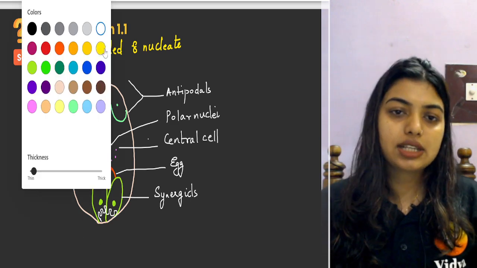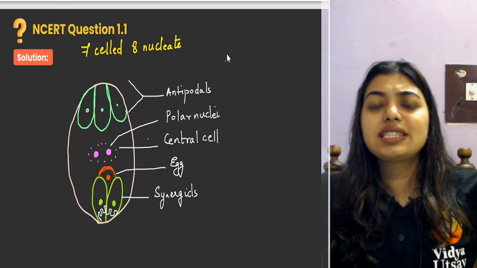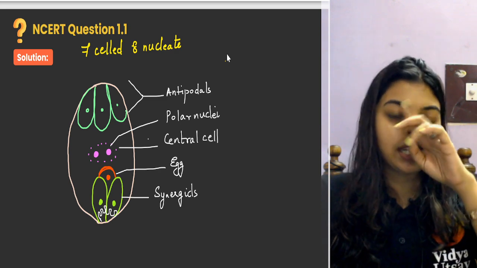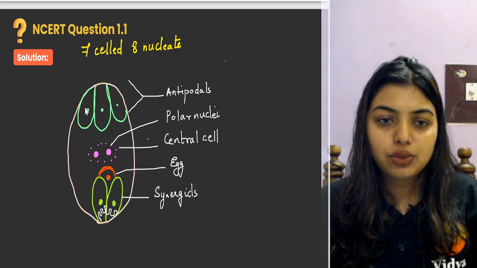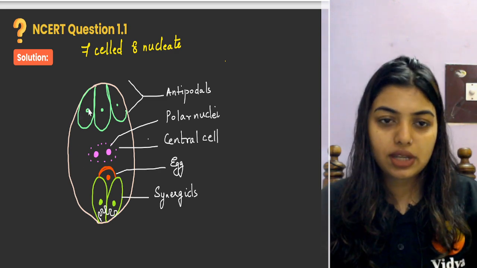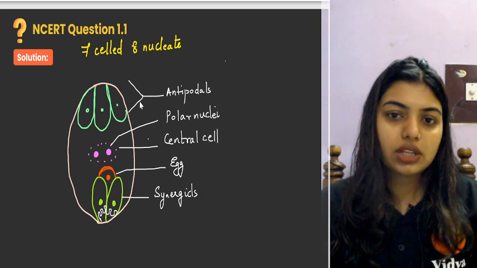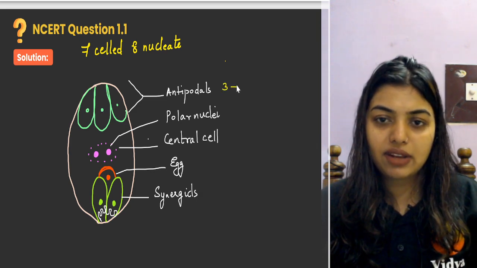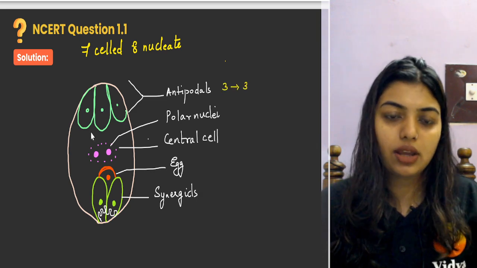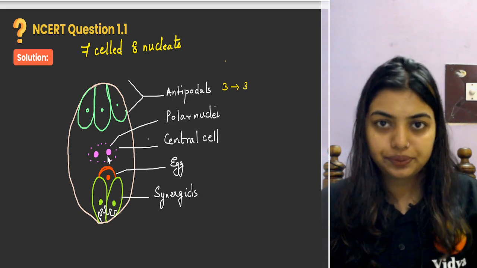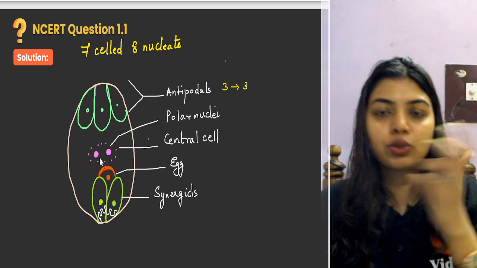Now let's come back to the question. Why is it a 7-celled 8-nucleate stage? So simple. How many nuclei do they have? Let's just count the nuclei. 1, 2, 3. So 3 antipodals are there, so they will have 3 nuclei, 3 cells. Then 1, 2. That is 2 nuclei.